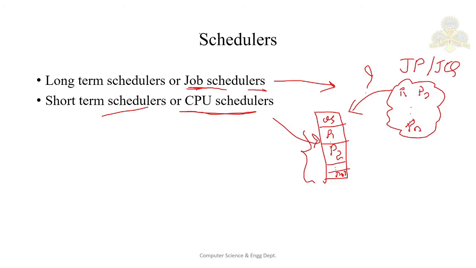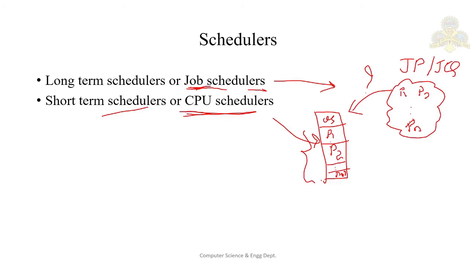Now I'll repeat once again. We have two types of schedulers. One is long-term, called the job scheduler. Another one is short-term, called the CPU scheduler. Concentrate on these terms, job scheduler and CPU scheduler, and you'll get to know the difference. The job scheduler, or long-term scheduler, selects processes from the job pool or job queue and loads them into the main memory. The short-term scheduler or CPU scheduler's job is to select the processes that are ready for execution and allocate the CPU to them.